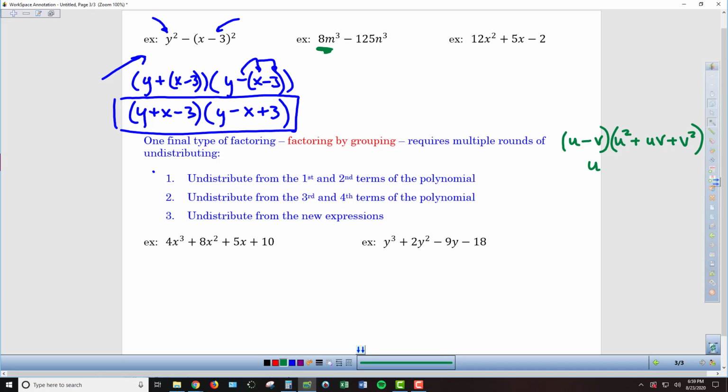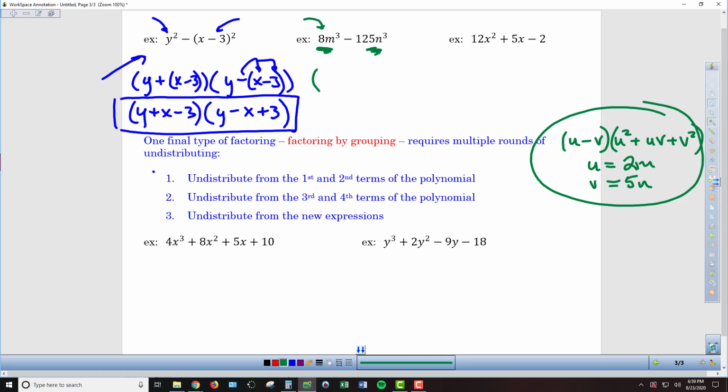And in this case, u is going to be the cube root of 8m cubed. So the cube root of 8 is 2. And then m cubed, the cube root of that is just m. And then our v in this pattern is going to be the cube root of this guy here. So cube root of 125 is 5. And then the cube root of n cubed is just n. So that means in my pattern here, anywhere where I see a u, I'm going to replace it with 2m. Any place where I see a v, I'm going to replace it with 5n.